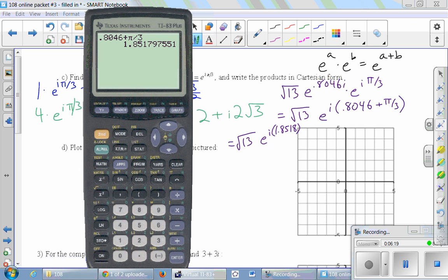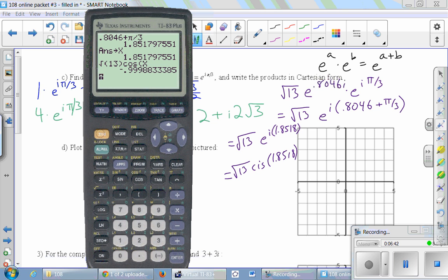Okay, that's fine. And then that guy becomes root 13 times cis of 1.8518. And then we know that's cosine plus I sine, so let's do that calculation here. I'm going to store this guy as x because I'm going to use it a couple of times. So what we need is root 13 cosine of x.